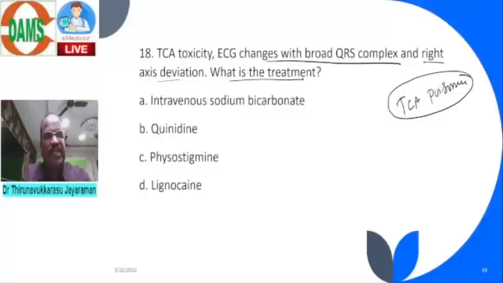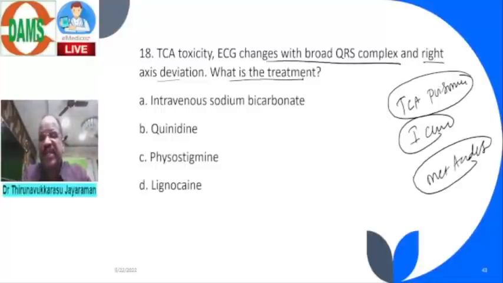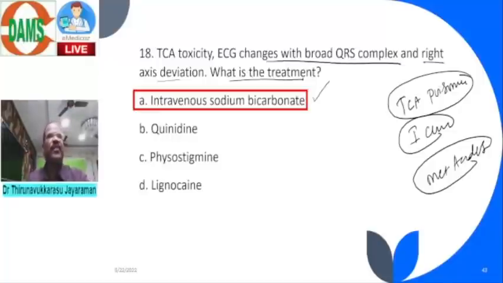They are more dangerous. Now, for treating TCA poisoning, among the given options, what is the best answer? Intravenous sodium bicarbonate, quinidine, physostigmine, lignocaine. Look here. For TCA poisoning, the patient may have metabolic acidosis, so correction of acidosis by using bicarbonate is the first choice. So the answer for the question is intravenous sodium bicarbonate.